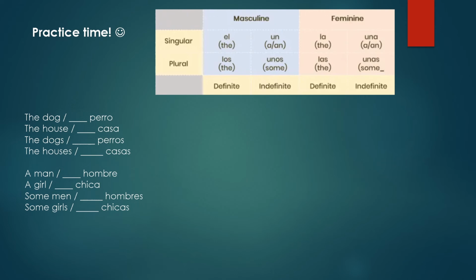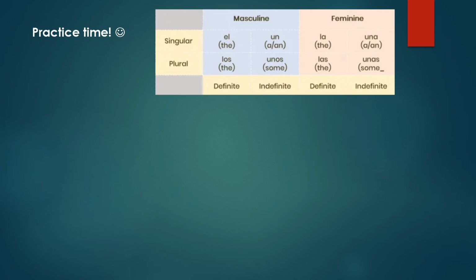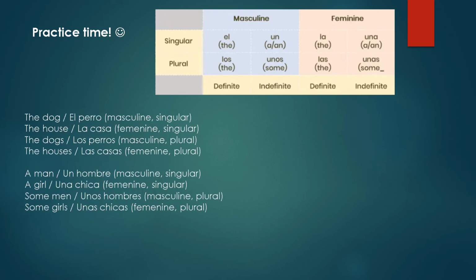So let's put this idea into play. We're going to have a couple of nouns here in Spanish with their article. So for example, we have the dog, the house, the dogs, and the houses, a man, a girl, some men, or some girls. The idea is to choose the correct article for each of these nouns. So again, I'm going to give you guys just a moment to think about this. Pause the video if you'd like. And let's take a look at the results.